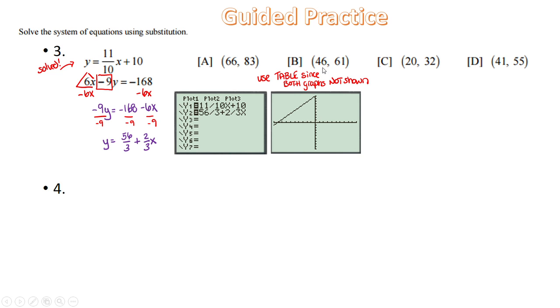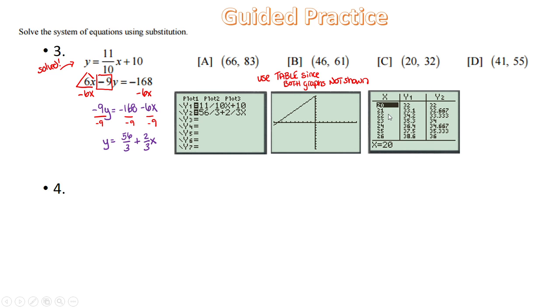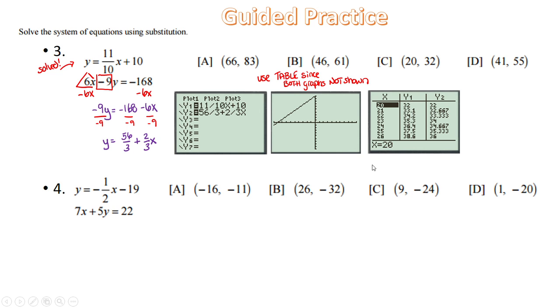Or you can look at B, which is 46, which is a little bit earlier than 66, so you might want to start with this. Now, if B is the answer, then 61 should be in y1 and 61 should be in y2. Or here's 20, which comes before 46. 20 should be the x value, 32 should be the y1, 32 should be the y2. And if you're looking at your table and you scroll down to 20, you see 32 for both y1 and y2. So we know that C is my answer in this case.